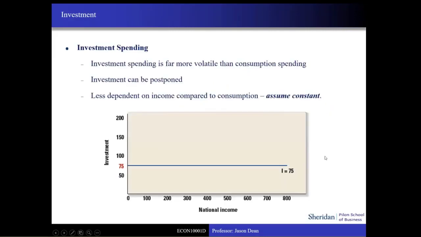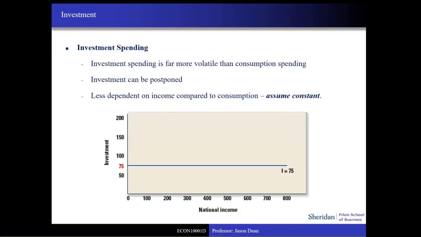Okay, so the next component of our model is investment. So remember, we have C plus I plus G plus X minus M. Here, we're looking at the I part, investment spending. And we're going to keep things simple. We're going to say that investment is just a constant number.